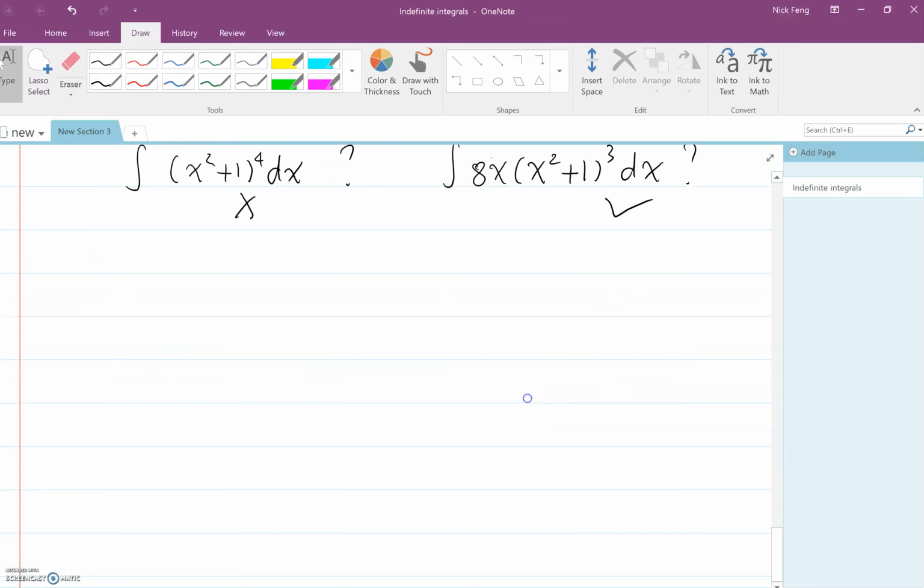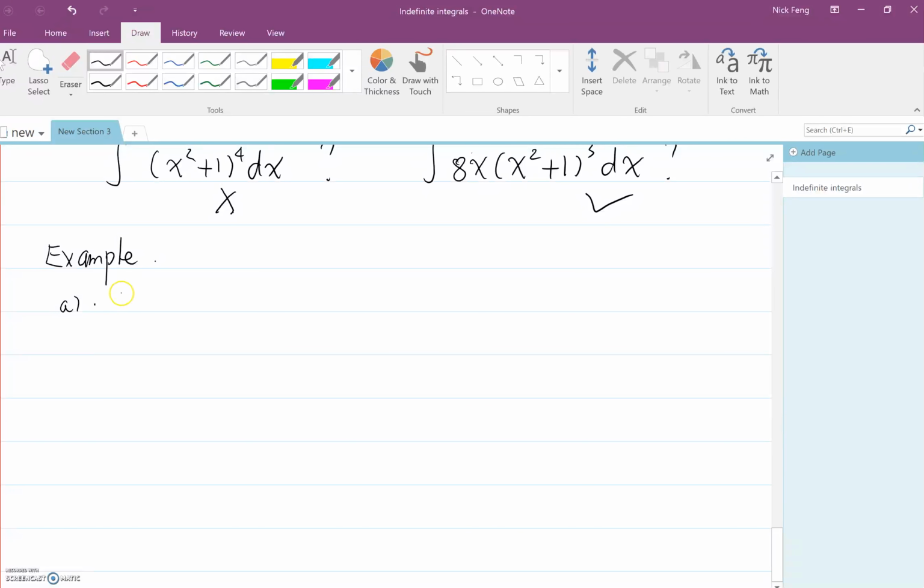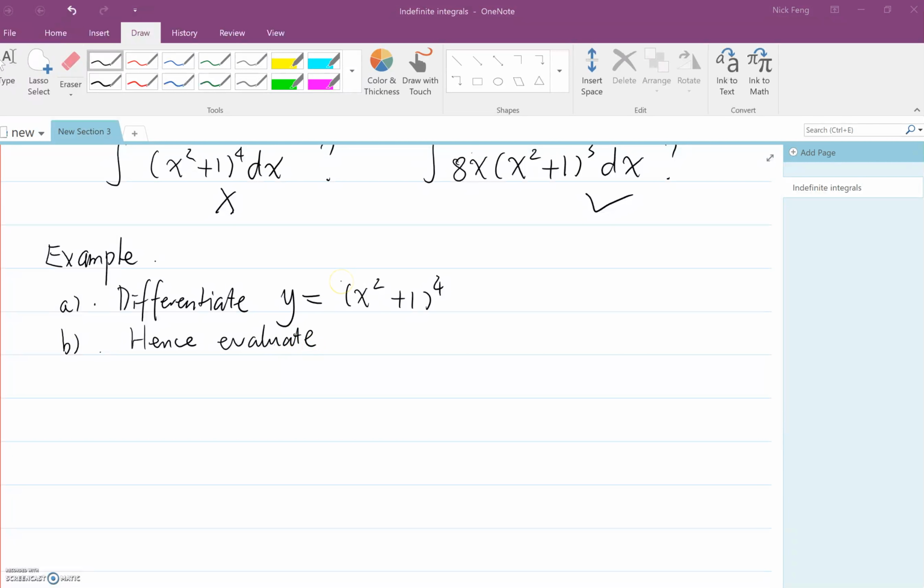Because in 2 unit, there are hard questions, something like this. They will ask us to differentiate something first, and when you integrate the result, you get back whatever you had before you differentiated. So like this, first they will ask you to differentiate y equals x squared plus 1 to the power 4. Part B: then, hence, they will ask us to evaluate something which is the result of this derivative.